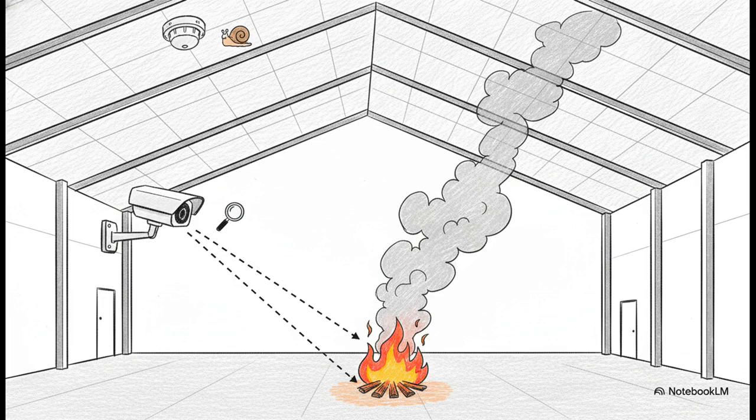Just keep in mind, it does have one sort of kryptonite. It needs a direct line of sight. If there's no visible smoke or flame in its view, there's no trigger.